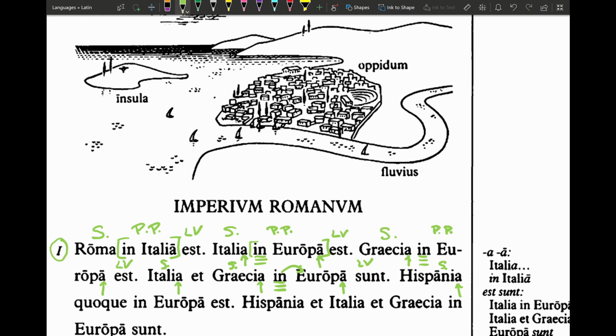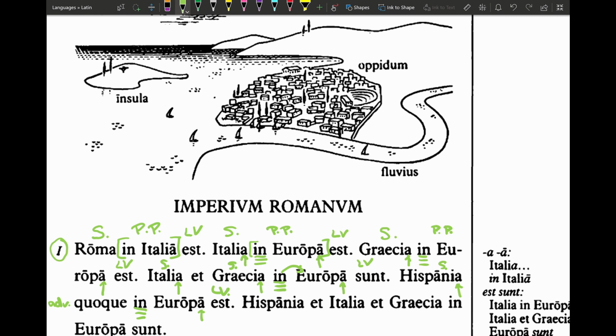Here we're introduced to this word, quoque, which is an adverb that means also. Okay? In precedes Europa. This right here tells us Europa is in the ablative case, and therefore it should read, there's our linking verb, Spain is also in Europe.